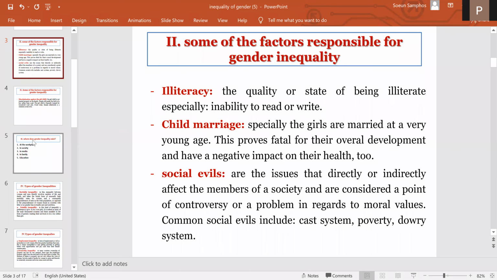Third, social evil. Social evils are the issues that directly or indirectly affect the members of society and are considered a point of controversy or a problem with regard to moral values. Common social evils include the caste system, poverty, and the dowry system.